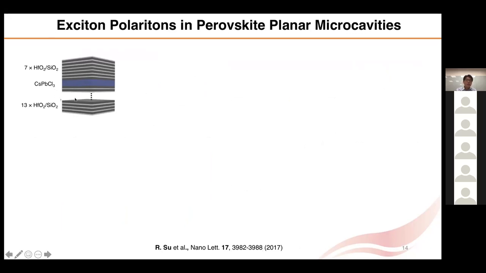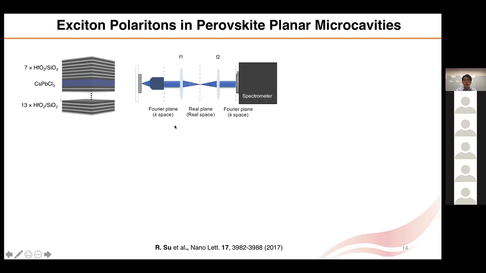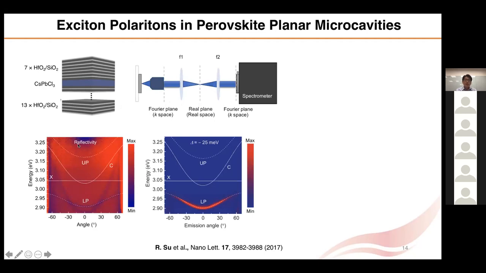The microcavity consists of two distributed Bragg reflectors that consist of pairs of hafnium dioxide and silicon dioxide. In the middle, we sandwich a layer of inorganic perovskite. So to probe the polariton property, we developed a home-built angle resolved setup to probe their dispersions. As you can see here, we performed the angle resolved reflectivity measurements as well as the angle resolved emission measurement. As you can see, we can distinguish a clear dispersion which corresponds to the lower polariton branch. And this can also be seen in their emission spectrum.